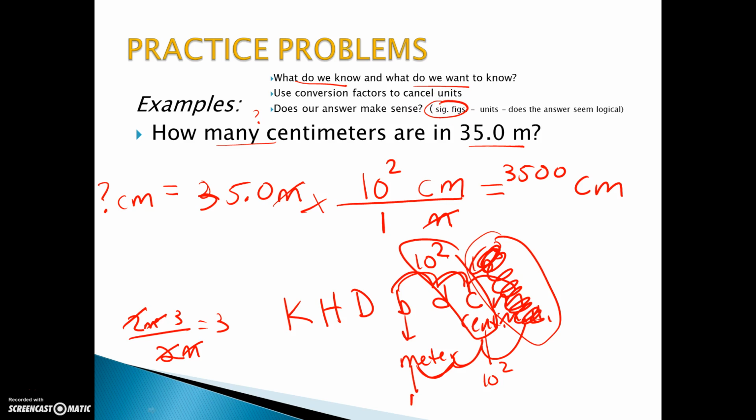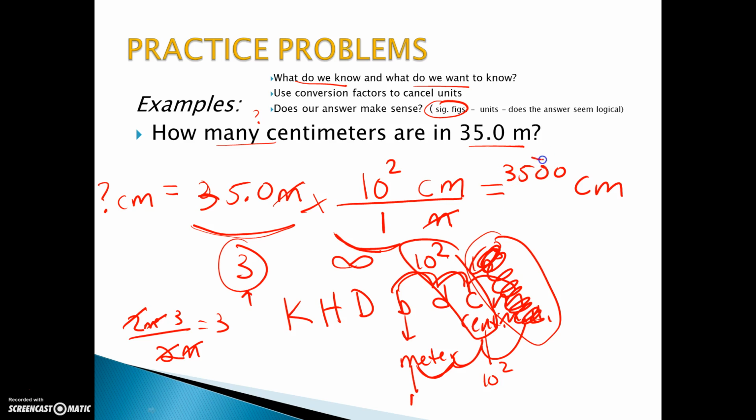Sig figs. This number right here has 3 sig figs. This conversion factor has infinite sig figs, because you have to ask yourself, how certain are you that there's 100 centimeters in a meter? I'm infinitely certain. All conversion factors have infinite sig figs, which means between 3 and infinity, 3 is the smaller number, so my answer should have 3 sig figs.